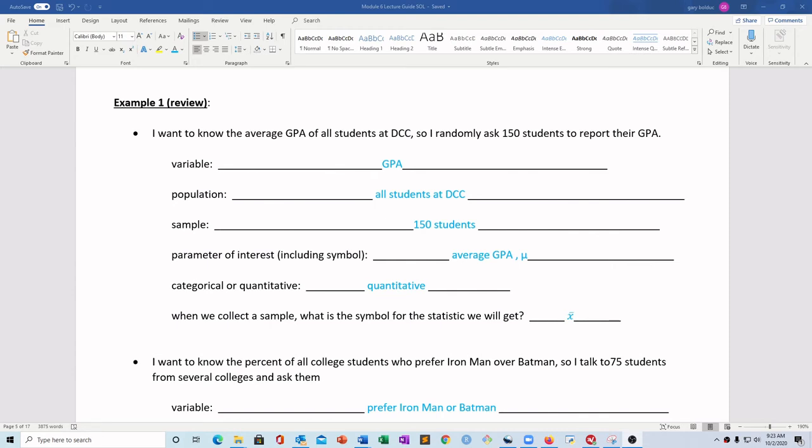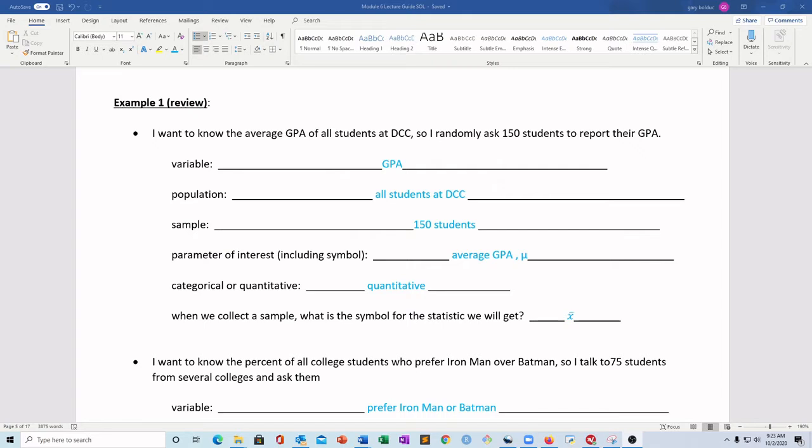Hi everyone, in this video we're going to be going through a couple examples on the lecture guide for Module 6. We're going to start with example 1 and do a few of these. This is a review to make sure we're okay with picking out variables, populations, and categorical versus quantitative, because remember that's going to tell us if we use pi or mu, p hat or x bar, and that's really important going forward.